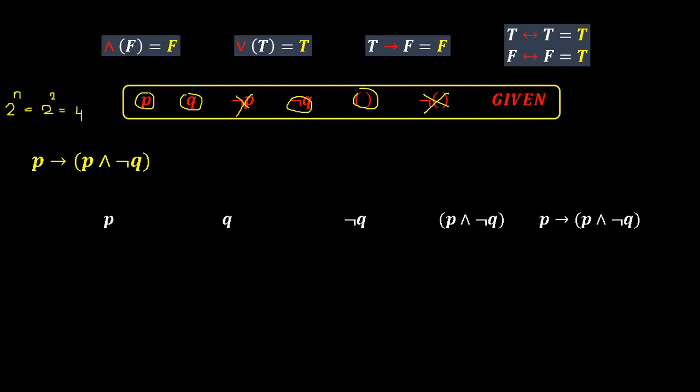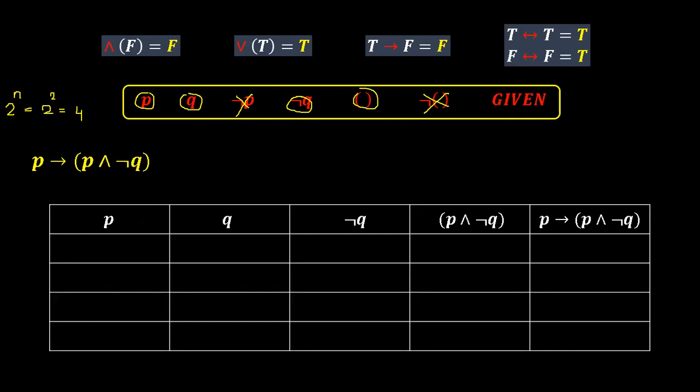In P, I already showed you how we got TTFF, TF. I already showed that it is constant. So when we say negation of Q, that is simply the opposite of Q. If I have true here, then the opposite is false. If you have false, the opposite is true. Then for P and negation of Q, you have your P here and you also have your negation of Q.